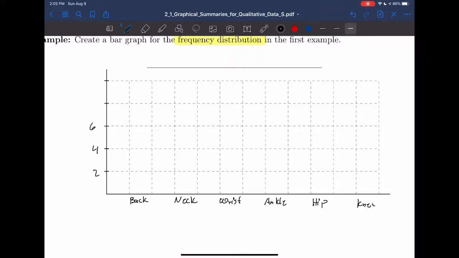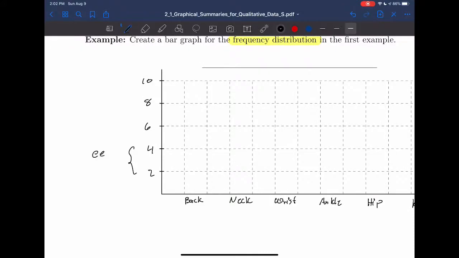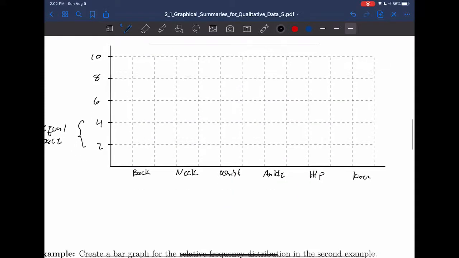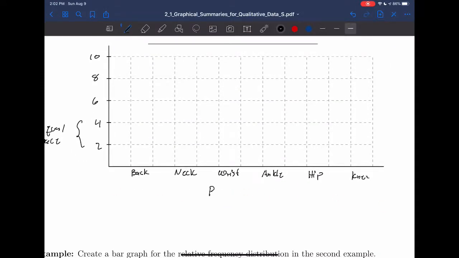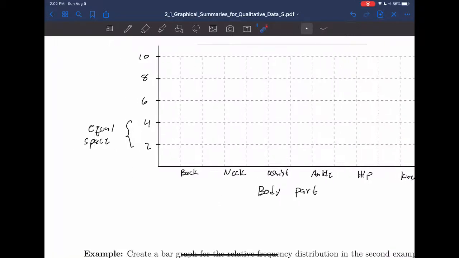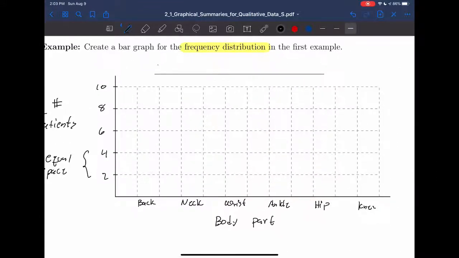So let's label our axis, which is 2, 4, 6, 8, 10. Notice that I haven't made a giant leap, so I didn't go from 2 to 8 to 15. They're all equally spaced. That's a little note there, that they should all be equally spaced. All right, so let's label our axes here. On the x-axis, let's write body parts. On the y-axis, we're going to write number of patients. For the title, let's write body parts requiring rehabilitation.